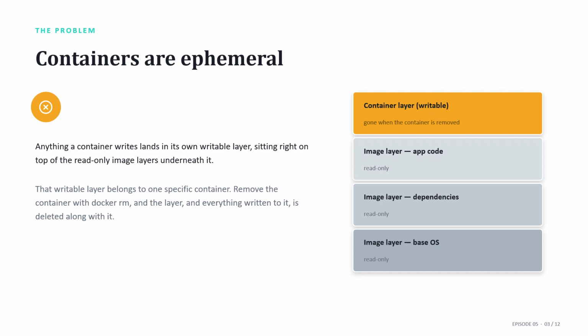Containers are ephemeral. Here's what that means. Anything a container writes lands in its own writable layer, sitting right on top of the read-only image layers underneath it. That writable layer belongs to one specific container. Remove the container with docker rm, and the layer, and everything written to it, is deleted right along with it.